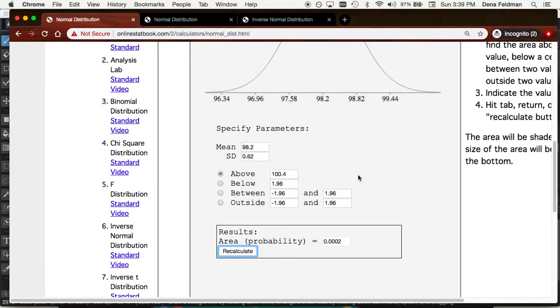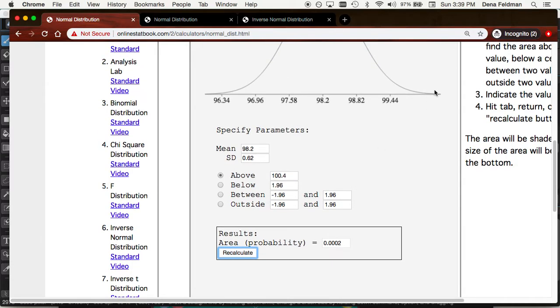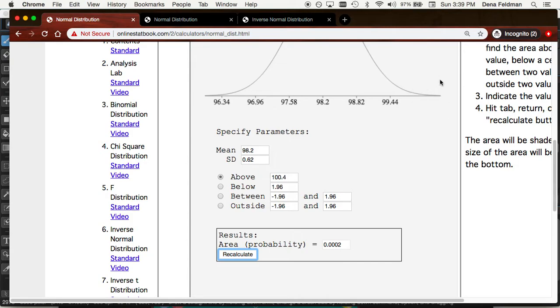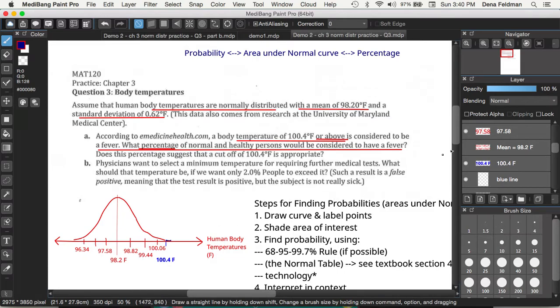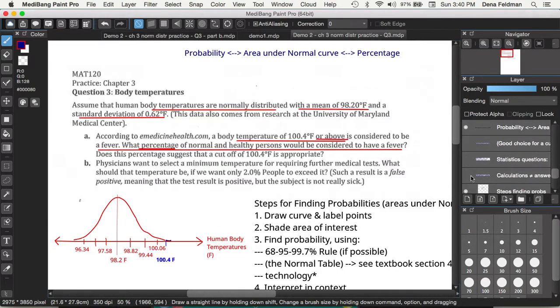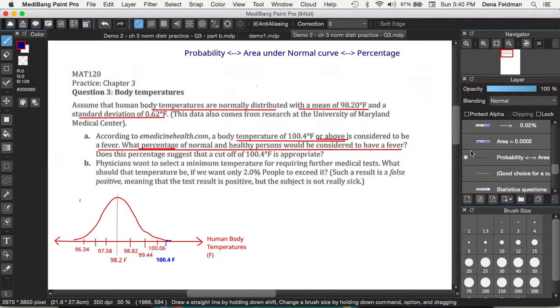And where is it? Well, it is so small you can barely see it, just like we saw in the shaded area on the other page. So what is that probability? What is that percentage? 0.0002 is that area. What is that as a percentage? That's 0.02%. Pretty small number, right?